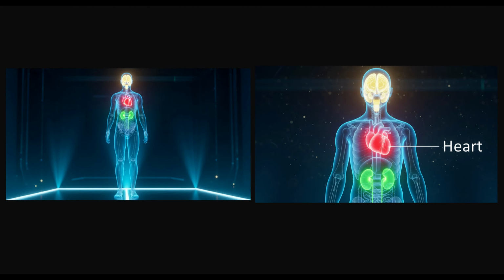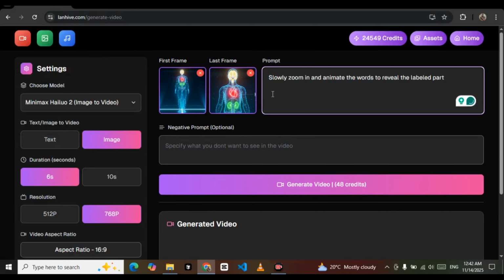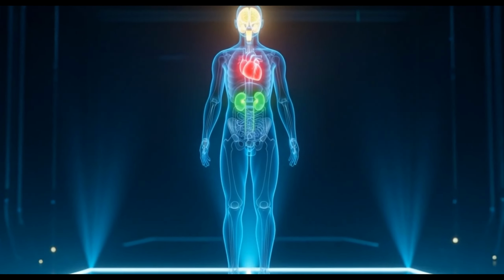So for this one, we're going to use these two images. We want to go from the first image to the last image. This is a very popular application in motion graphics. So we have our two images and in the prompt we are saying slowly zoom in and animate the words to reveal the robot part. And here, because I want a shorter animation, I'll just put it at 6 seconds. And once you're happy with everything, you just say generate. Here is the result that we get.